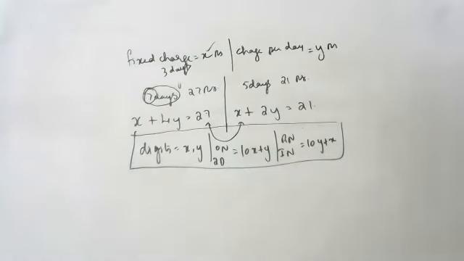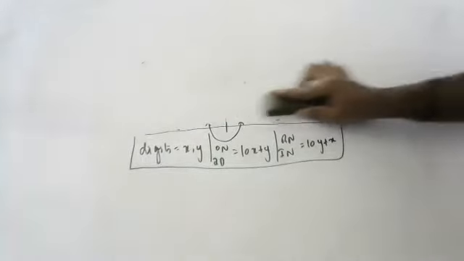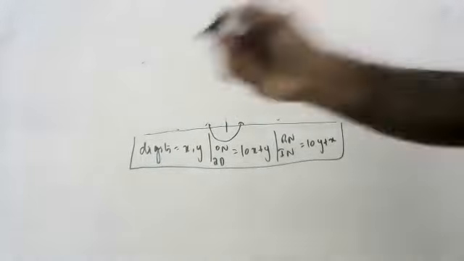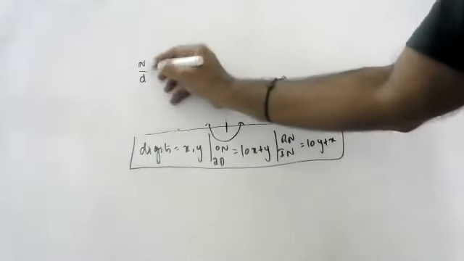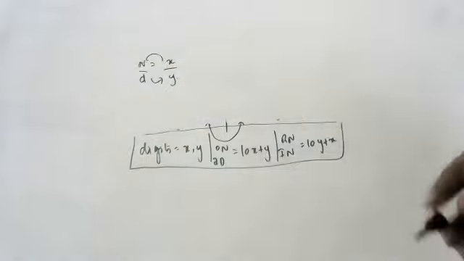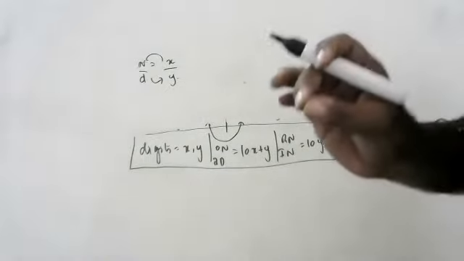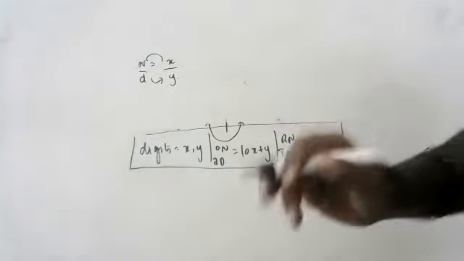Next one, fraction sums also I told, children. I will say only fraction sum so that you will not have any confusion. Fraction sum, children, it will be like this. Numerator and denominator: always take x as numerator and y as denominator. If you know this, then you can do, children. So question, children.